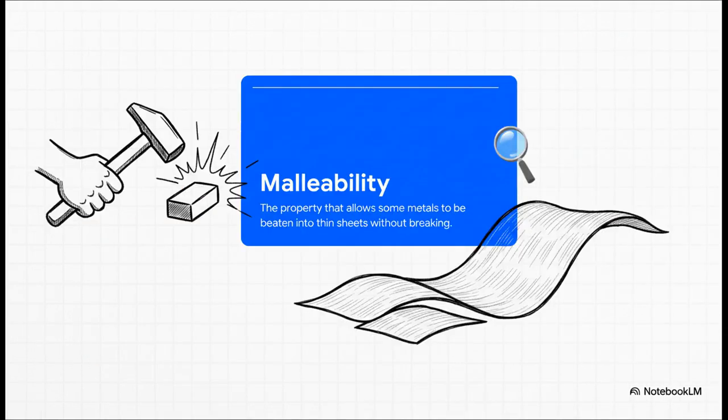Now, for a very, very important property. It's called malleability. Just picture a blacksmith. He takes a block of hot iron and he hits it with a hammer. Does the iron shatter into tiny pieces? No. Instead, it flattens out, it spreads. He can beat it into a thin sheet. This amazing property, the ability to be beaten into thin sheets without breaking, is what we call malleability.